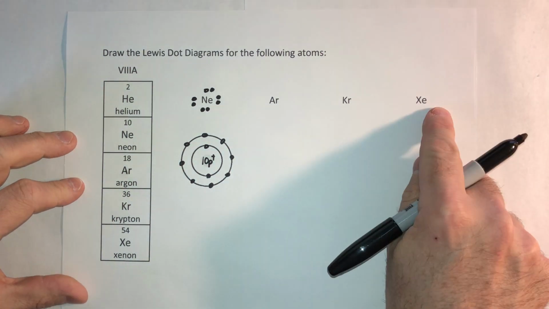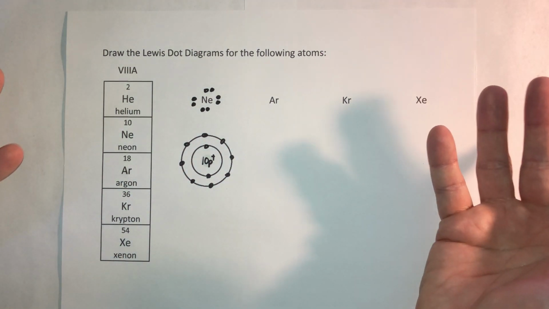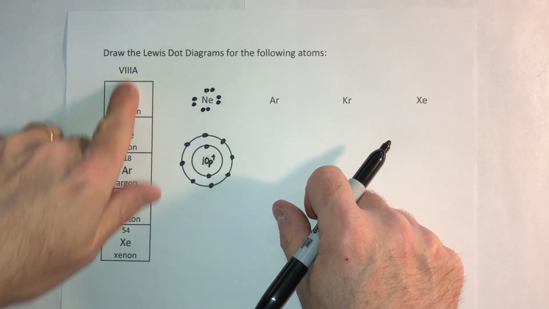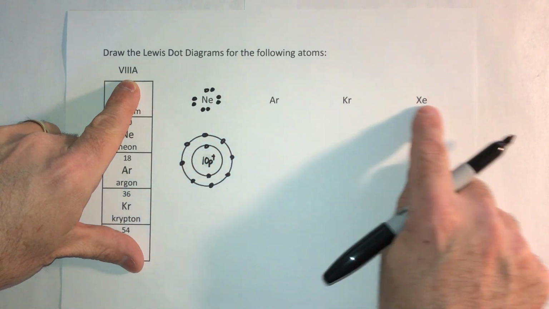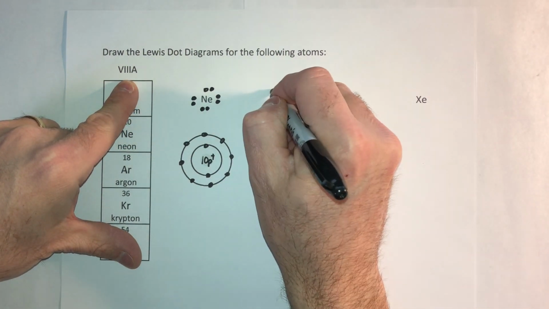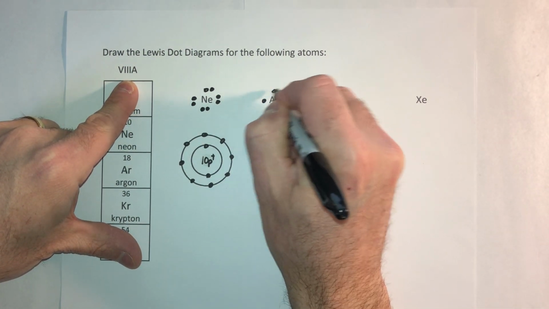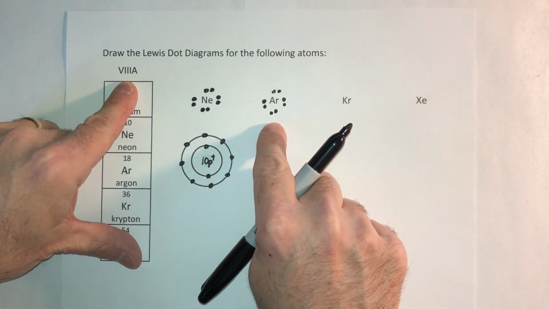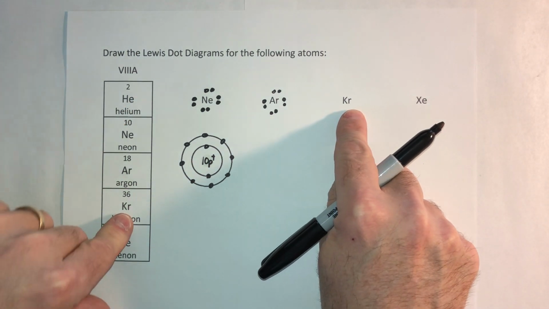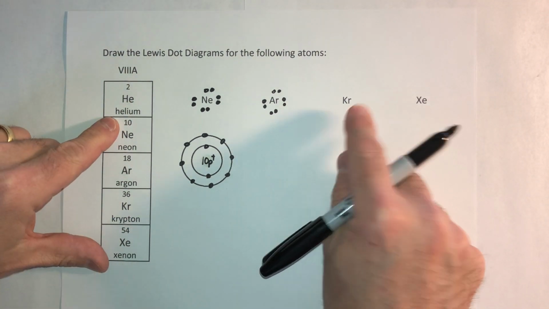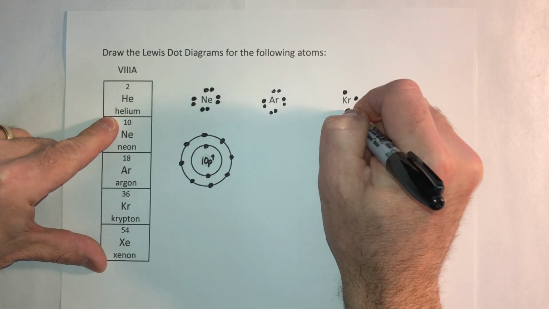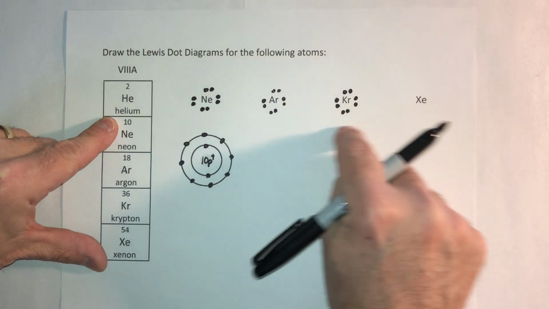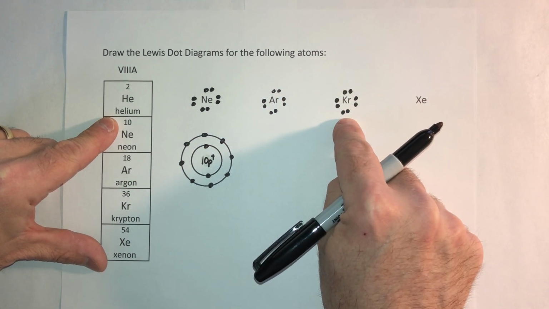Okay, so if we work our way across, I don't want to be drawing Bohr diagrams. So if this is group 8A, then they all have 8 valence electrons. 1, 2, 3, 4, 5, 6, 7, 8. That's the Lewis dot diagram for argon. For krypton, it's in group 8A. It has 8 valence electrons. 1, 2, 3, 4, 5, 6, 7, 8. That's my Lewis dot diagram for krypton.